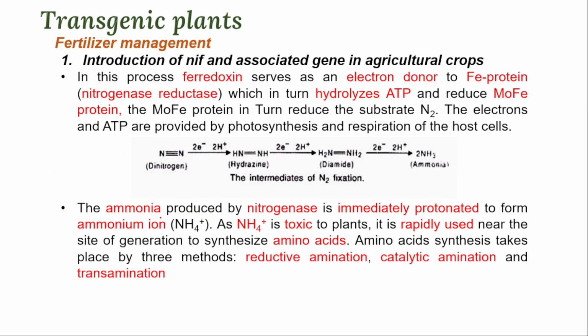And the ammonia produced by nitrogenase immediately converts into ammonium ion, and ammonium ion or ammonia will be toxic to the plant, so it converts into amino acid locally at the site of generation. Locally in the same cell only, it will convert into amino acid. The formation of amino acid is done by different mechanisms called reductive amination, catalytic amination, and transamination, so that the amino acids are generated in the cell at the site of ammonia synthesis.